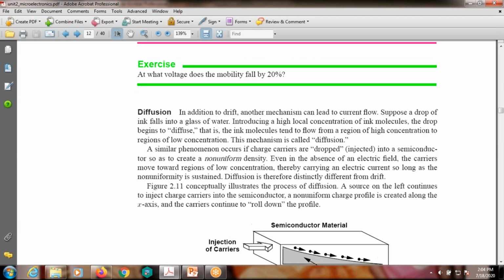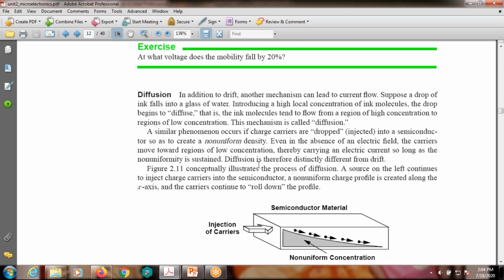Okay, diffusion current. Observe here. In addition to drift, another mechanism can lead to current flow. Suppose, this is a simple small experiment. Suppose a drop of ink falls into a glass of water, introducing a high local concentration of ink molecules. The drop begins to diffuse. That is, the ink molecules tend to flow from a region of high concentration to a region of low concentration.